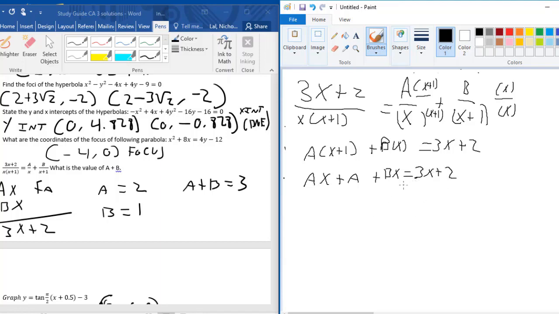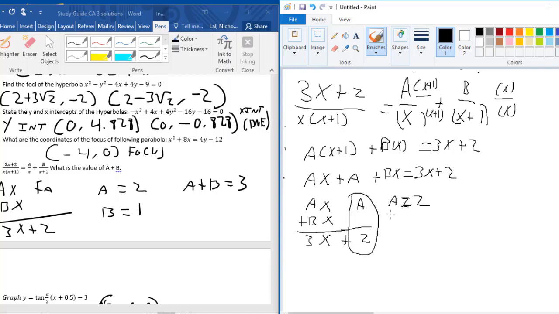Now, let's look at some logic here. ax plus bx have to equal 3x, and a has to equal 2. Think about this logic. ax plus bx has to equal 3x, and a has to equal 2, because the ax and bx are the only x terms, and a is the only constant. So from here, I can automatically see that a is equal to 2.